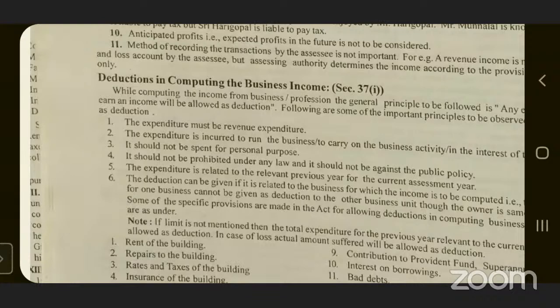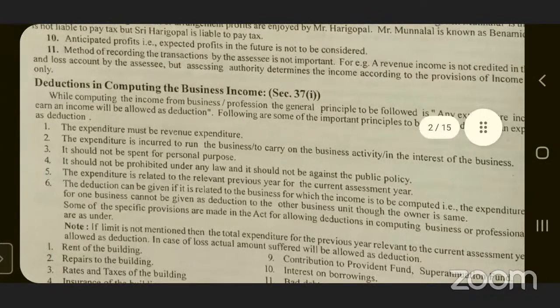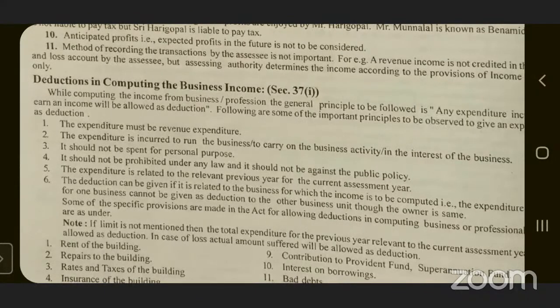Next one is the expenditure is incurred to run the business activity in the interest of the business. So that is not for the purpose of investment nature. That is only for the purpose of carrying out the business. And next one is, it should not be spent for a personal purpose. For example, if any owner withdraws some money from the business, and if he is spending it for paying his life insurance premium, then such expenditure is not considered as business expenditure.